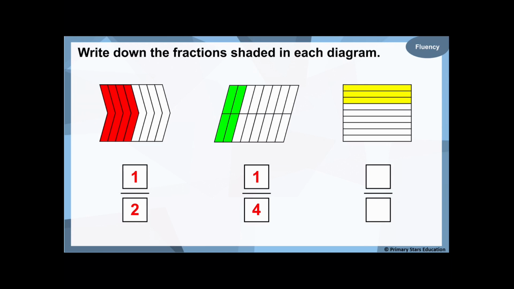And finally, how many pieces has the rectangle been split into? The rectangle has been split into 9 equal parts. 3 of them have been coloured yellow. So 1/3 of that rectangle has been coloured.